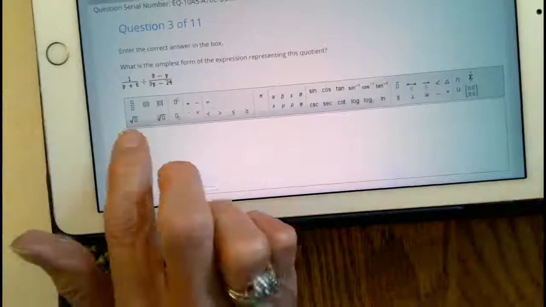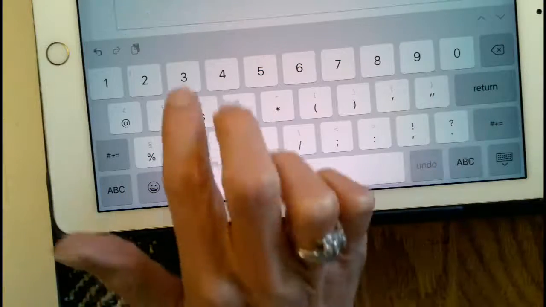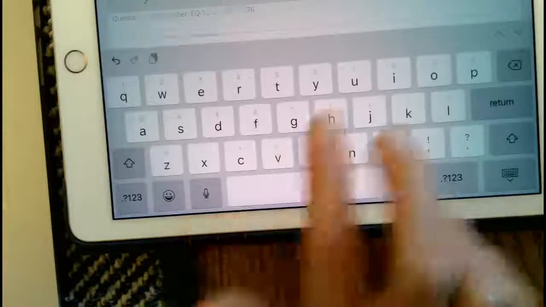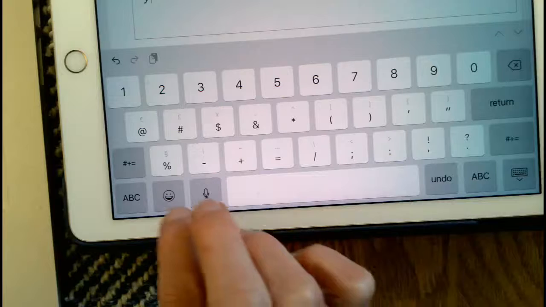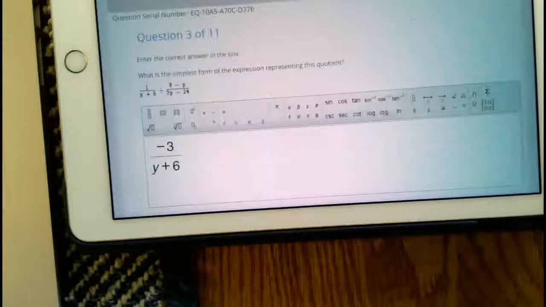So when we type this in, what we're going to end up with is negative 3 over y plus 6. And there's our answer.